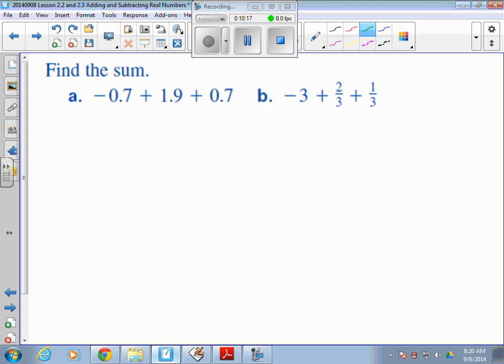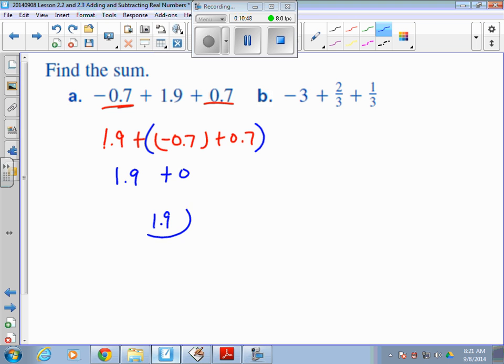Okay, this first one says negative 0.7 plus 1.9 plus 0.7. You can use the commutative property. Notice these are opposites of each other. And you could say 1.9 plus negative 0.7 plus 0.7. Then you can use the associative property, which tells you to do these two first. Those are opposites of each other. So the property of 0 would cancel those out and leave you with plus 0 there. 1.9 plus 0 is simply 1.9.